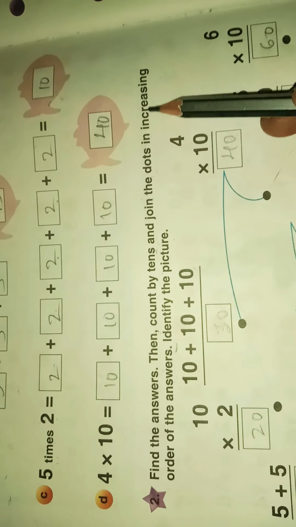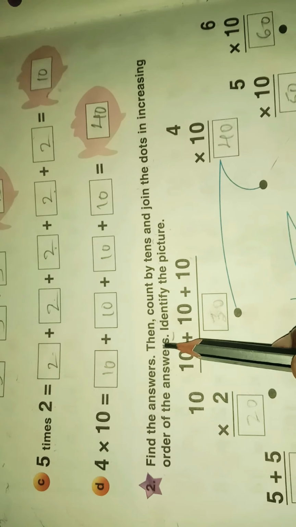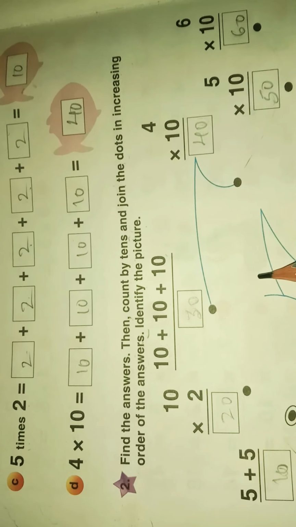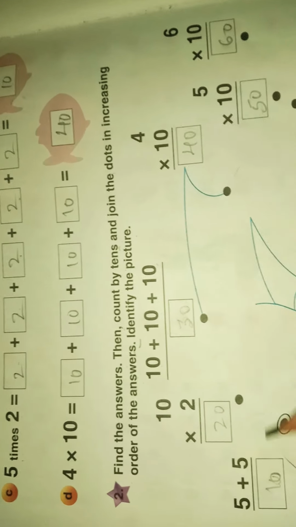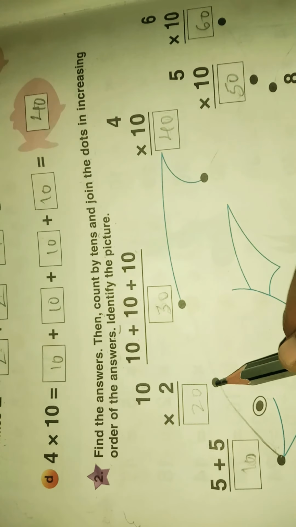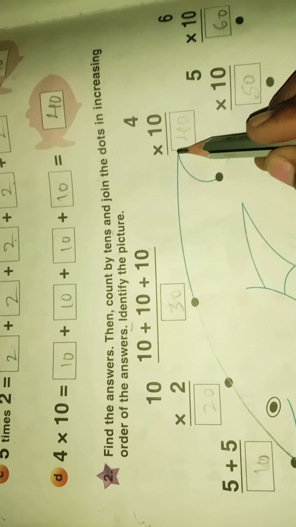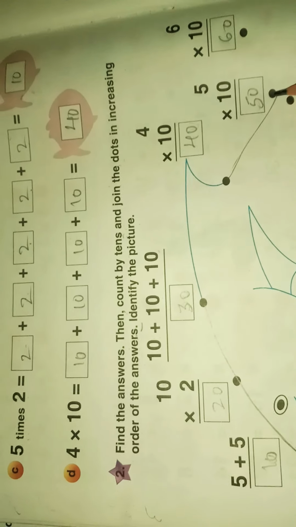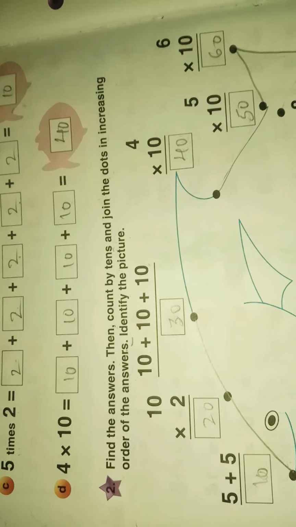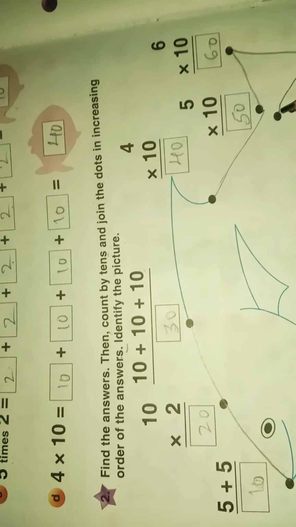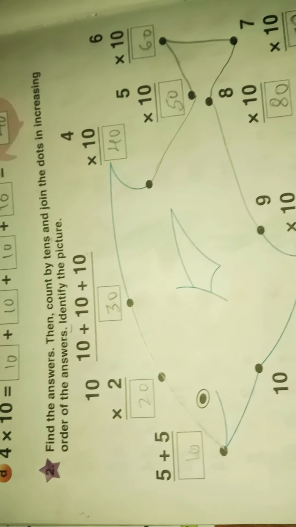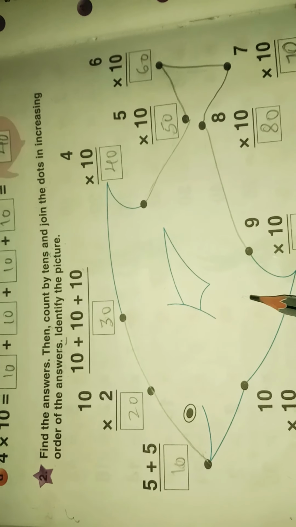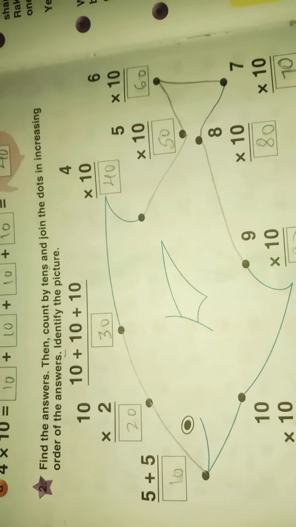What have they told here? Join the dots in increasing order of the answers. Whatever answers you get, you have to join the dots in increasing order, okay? 10, 20, 30, 40, 50, 60, 70, 80, okay, 90, understand, and 100. Okay, which picture is this? This is the fish picture.